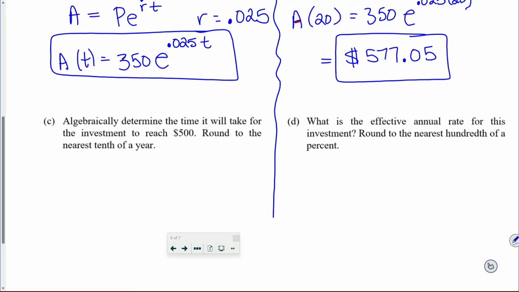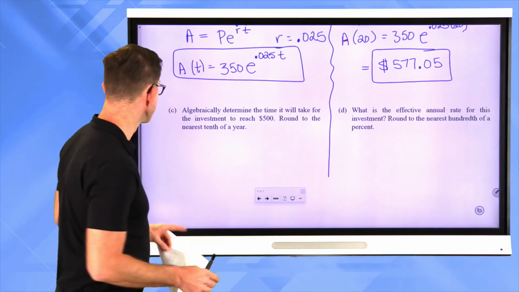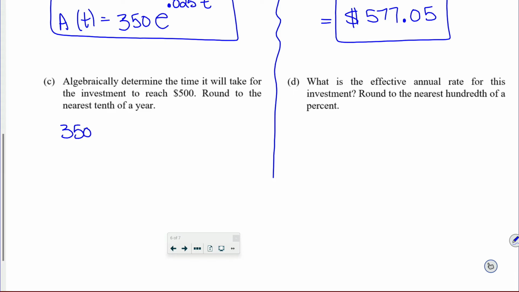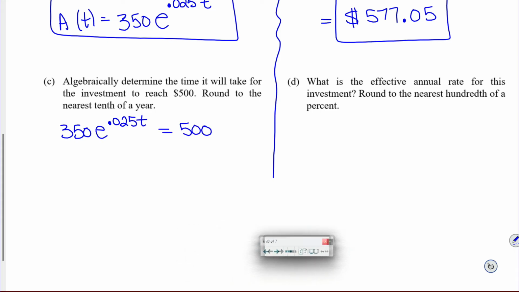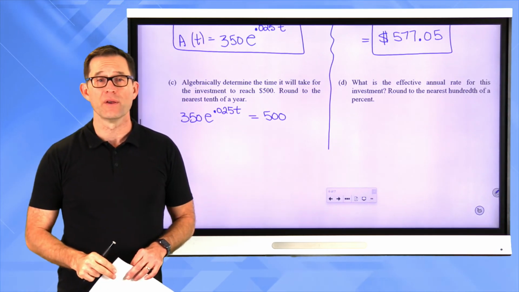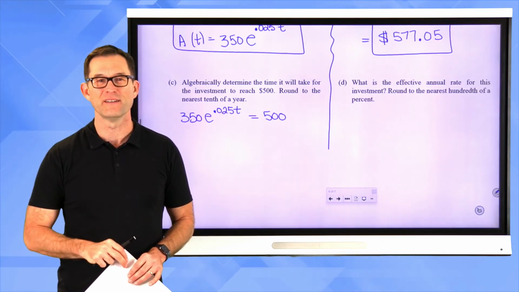Algebraically determine the time it will take for the investment to reach $500, round to the nearest tenth of a year. Awesome. Well, let's write down the equation that we're going to solve. The equation we want to solve is 350 e to the 0.025t is equal to 500. Now I'd like you to go ahead and solve that equation using a natural logarithm. Pause the video now and go ahead and do that.